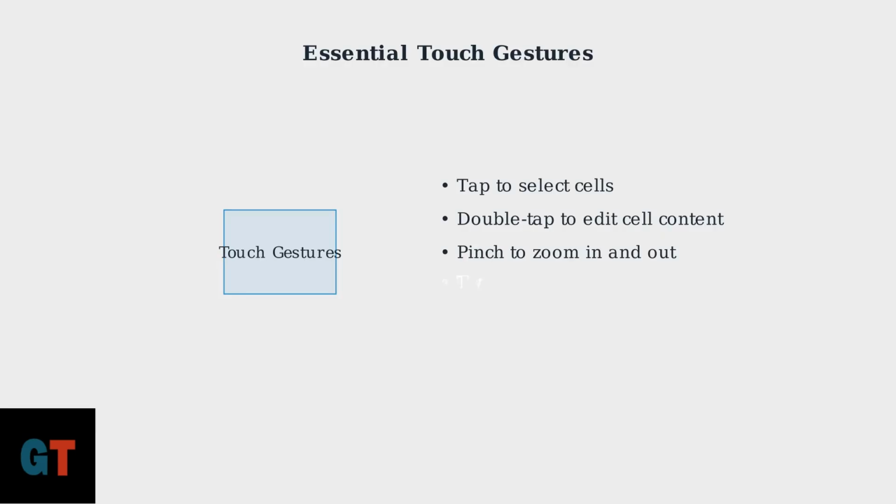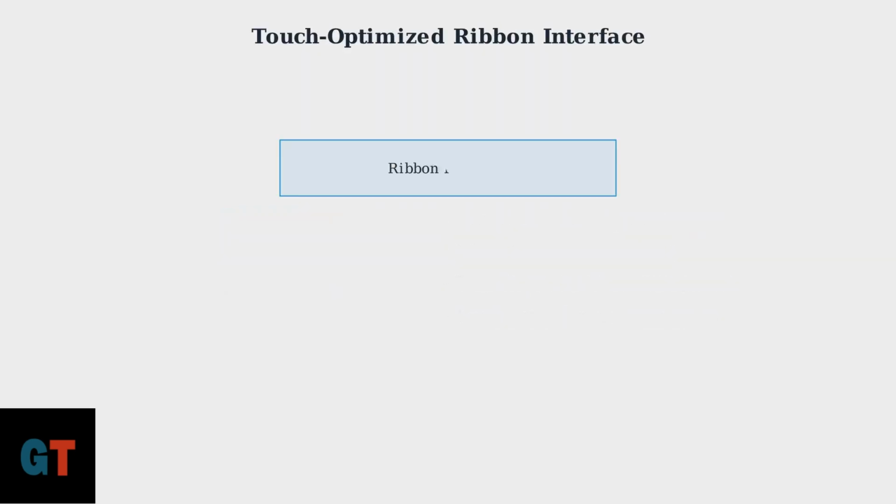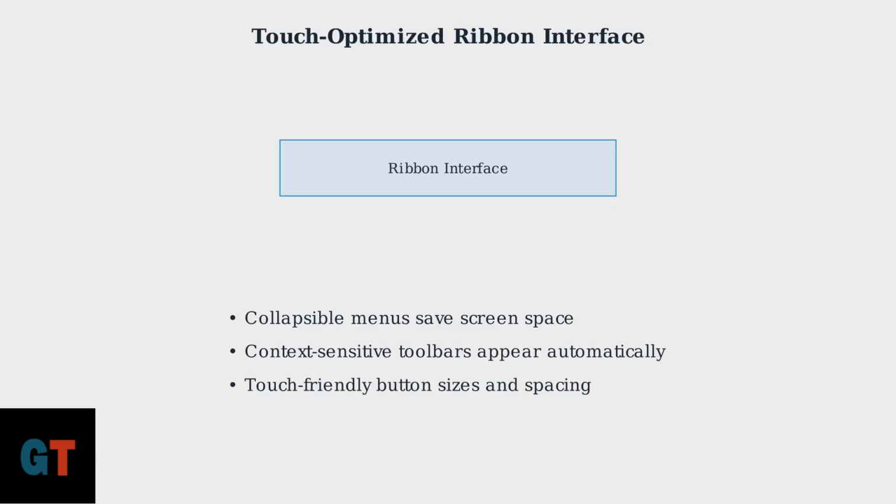Excel on iPad utilizes intuitive touch gestures that make spreadsheet editing natural and efficient. Understanding these fundamental gestures is essential for productive work. The ribbon interface has been specifically adapted for touch interaction, featuring collapsible menus and context-sensitive toolbars that respond to your current selection.